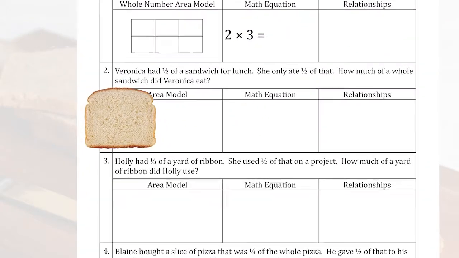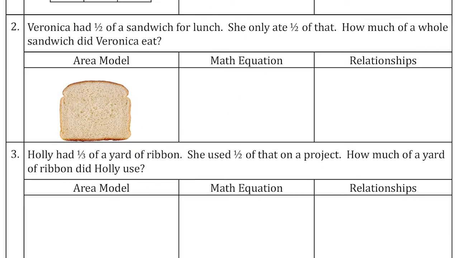The problem states Veronica started with 1/2 of a sandwich. Start by drawing a blue rectangle and dividing it in half vertically. Shade in one of the portions red. The blue rectangle represents one whole sandwich, and the one red shaded portion represents the 1/2 of a sandwich Veronica started with. Veronica only ate 1/2 of the 1/2 of a sandwich she started with.